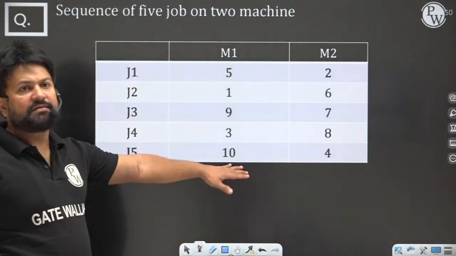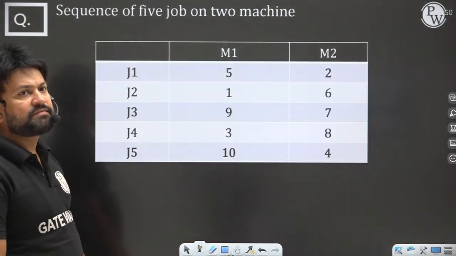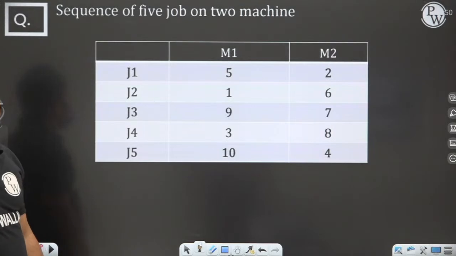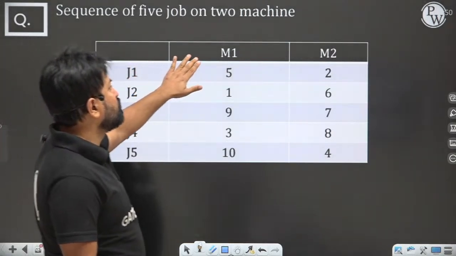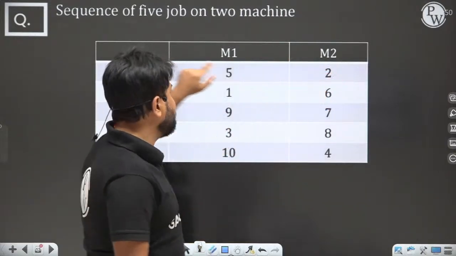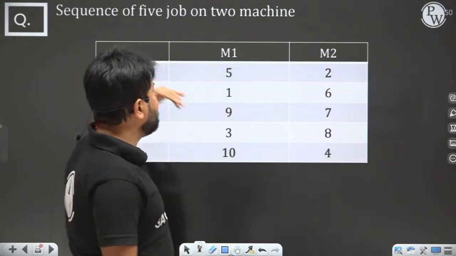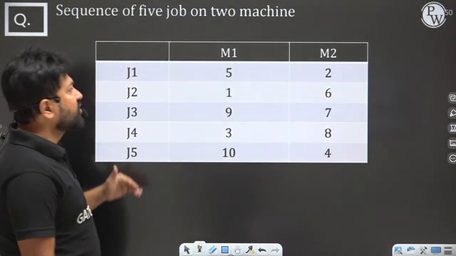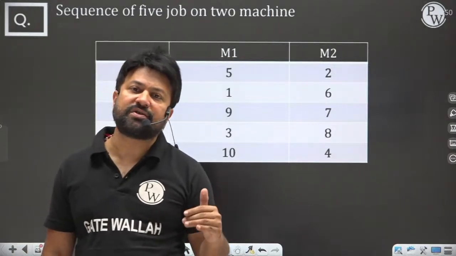Have you noted the table? Yes, okay. Now, actually this is a two jobs and machine problem. So in the two jobs and machine problem, we have to apply the Johnson algorithm.